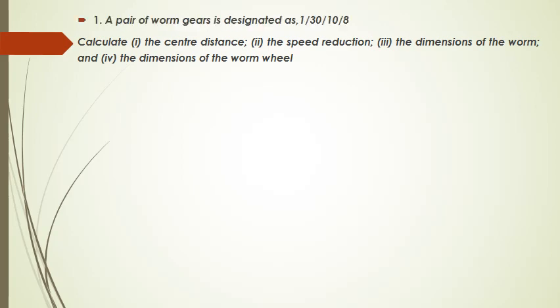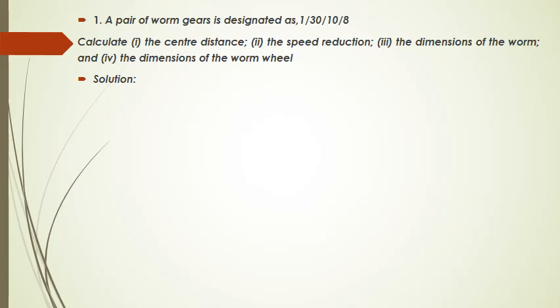Now this is the first problem. A pair of worm gears is designated as 1/30/10/8. Calculate the center distance, the speed reduction, the dimensions of the worm and the dimensions of the worm wheel. Now we will see the solution.